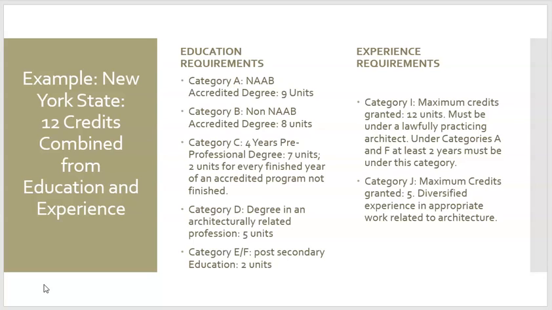They require 12 credits combined from your education and your experience. I got the NAB accredited degree, which was 9 units, so I only needed 3 more units after I graduated to get my license. Based on their state requirements, 2 of those years minimum must be under a fully practicing architecture firm listed as an LLP, and then there's a few other ones that you are allowed to work for.